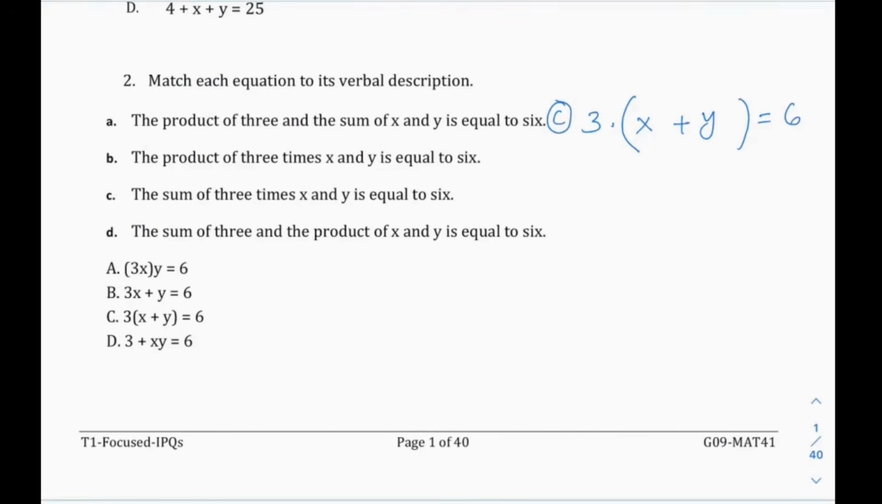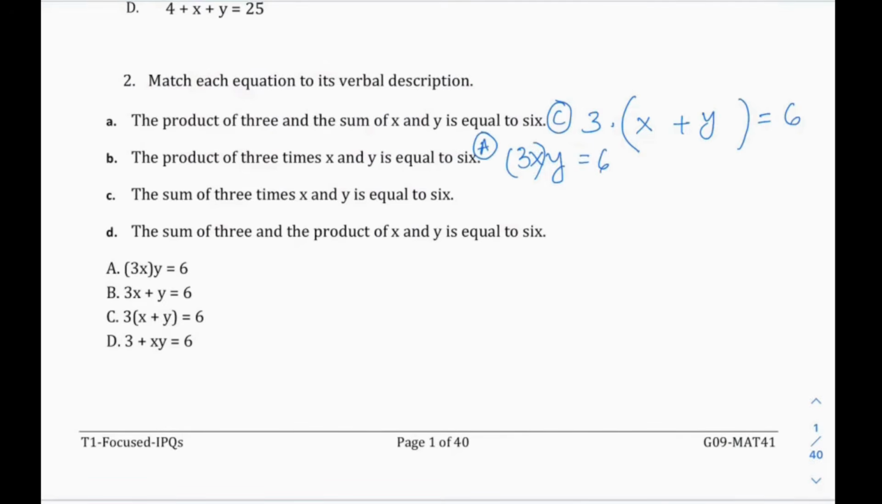B, the product of 3 times x, and y. The product of two sides, 3x on one side, the other one is y. So this is the first product, and the other one, y, is 6. So this will be A. So I write here A.